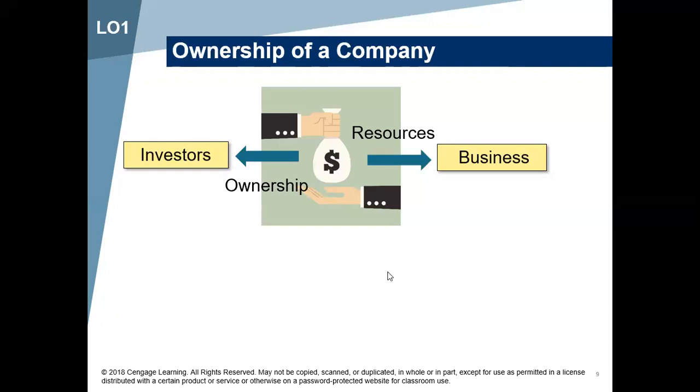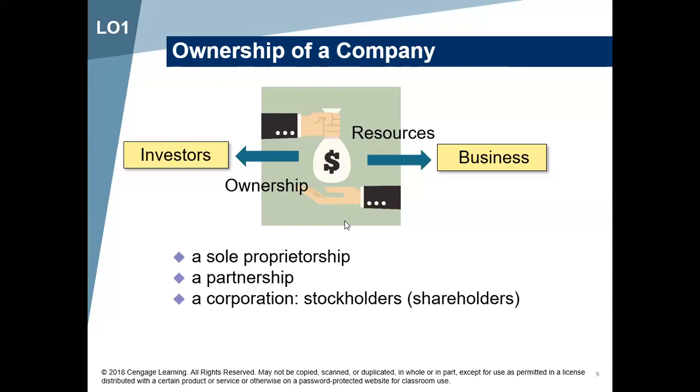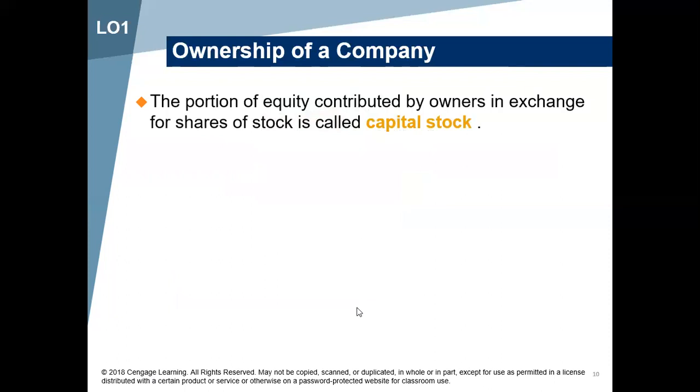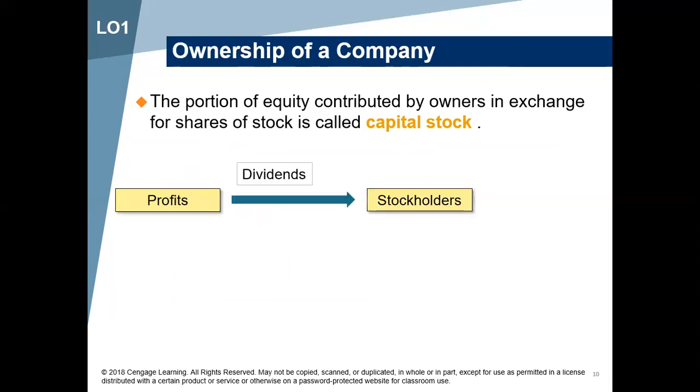Alright. And after that, you again have sole proprietorship, partnership, and corporation, as discussed, I think last month. So, ownership. Portion of equity contributed by the owners in exchange for the shares of stock is called capital stock. Okay? So we are now in the accounting for equity. All right. So you have profit and you have stockholders.